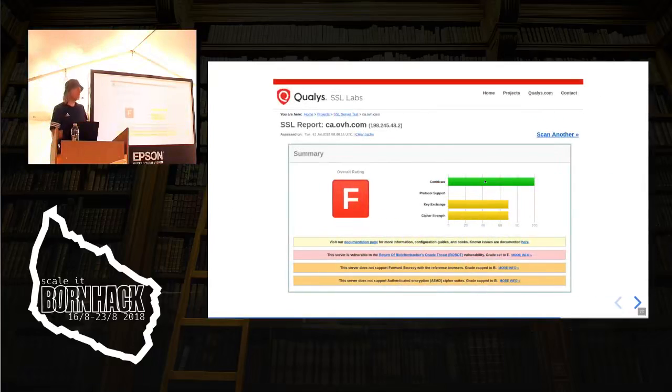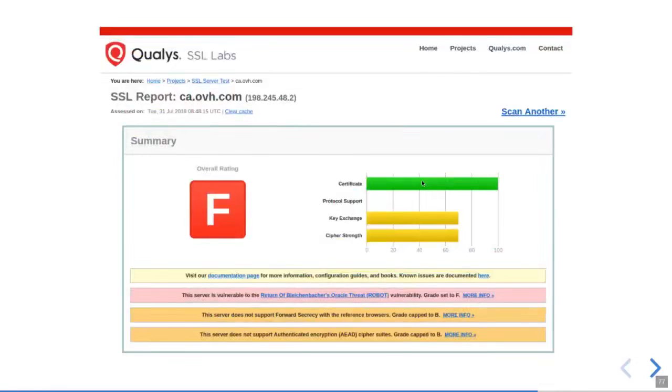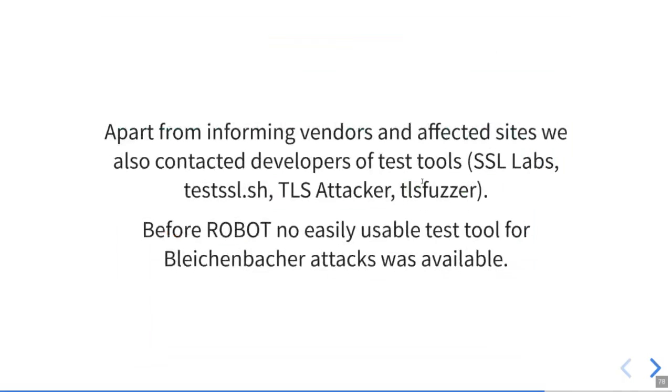What we also did is we tried to reach out to developers of testing tools, because I think one thing this shows is that people are not testing for known vulnerabilities. And I guess this is the most popular testing tool for TLS. This is SSL Labs. And if you have a vulnerable server, SSL Labs will now give you an F rating. But we also contacted developers of other tools, for example, Test SSL, TLS Attacker, which is written by one of our co-authors, and TLS Fuzzer. Particularly noteworthy is that before we did this work, there was no easy to use testing tool for these kinds of attacks.